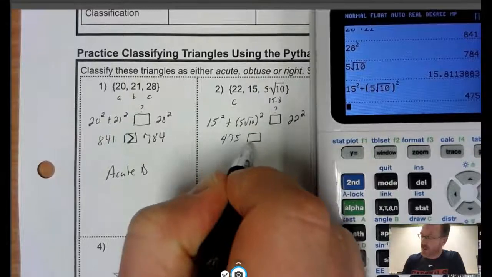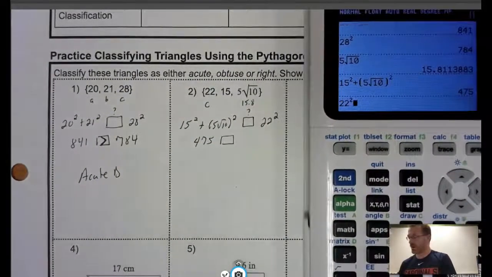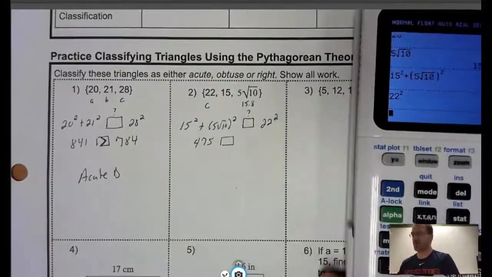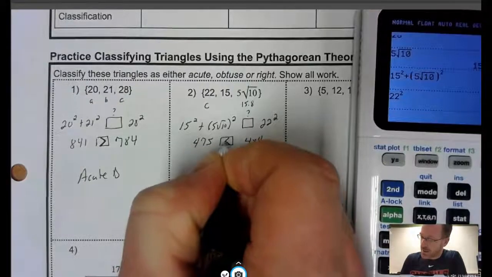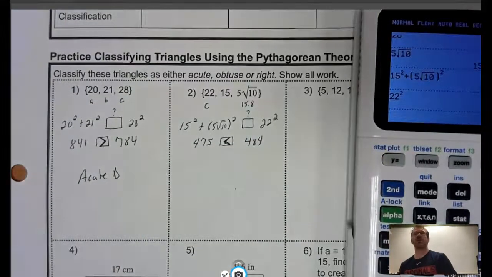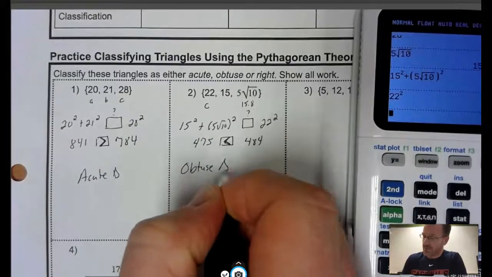And once again, we're looking for that relationship, so let's see what we get for 22 squared. 484. So that's 484. Now a squared plus b squared is less than c squared. So that tells us we have an obtuse triangle.